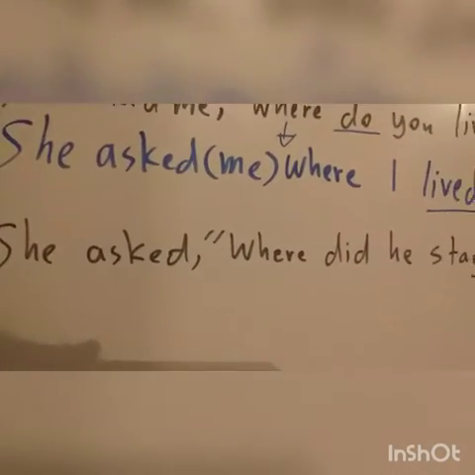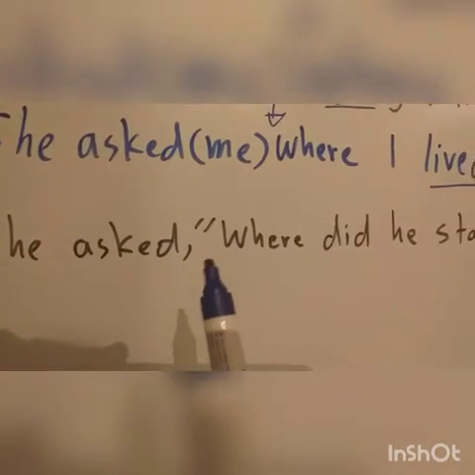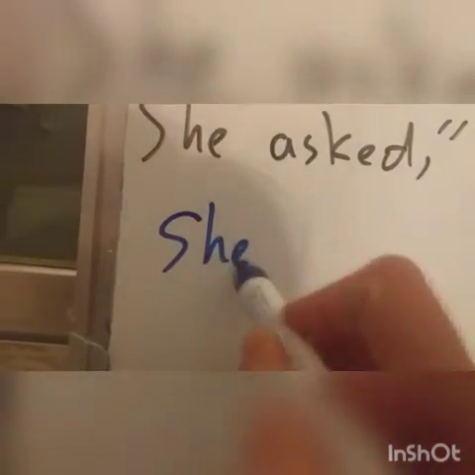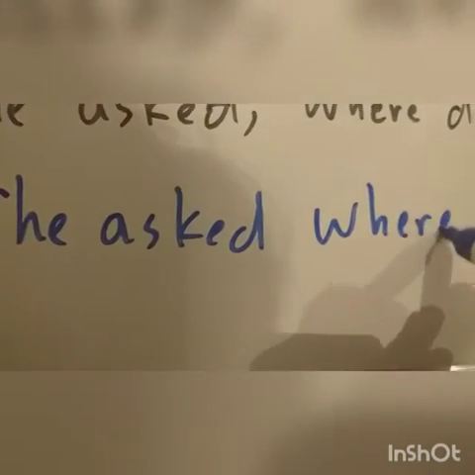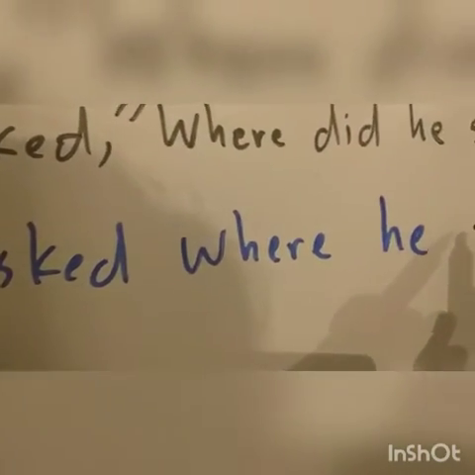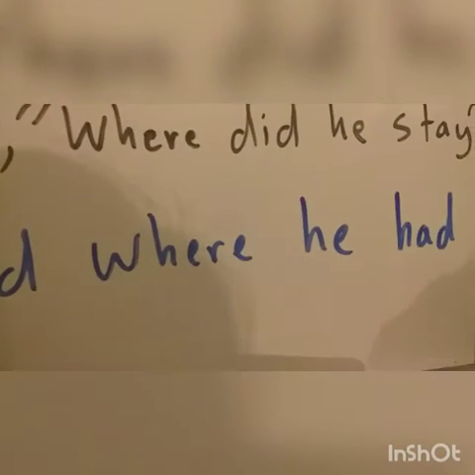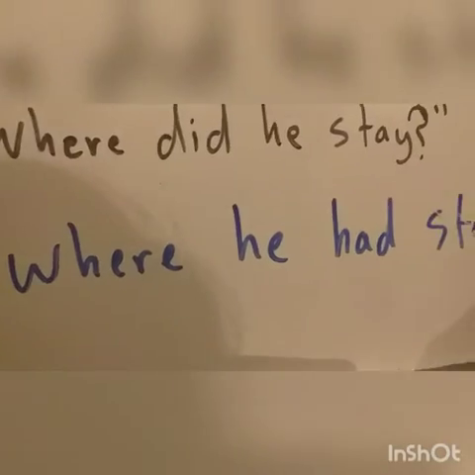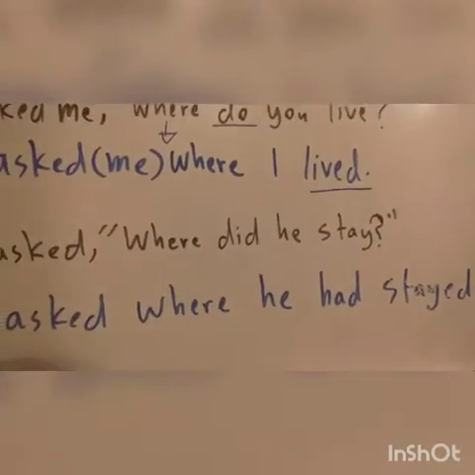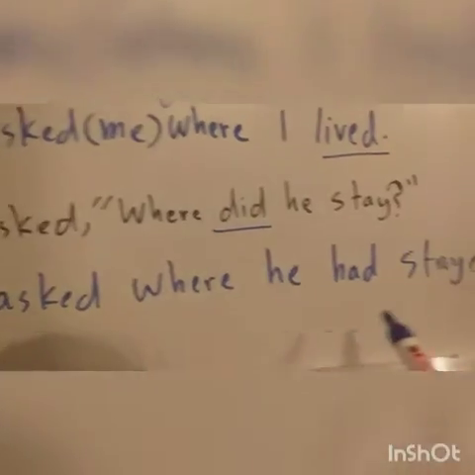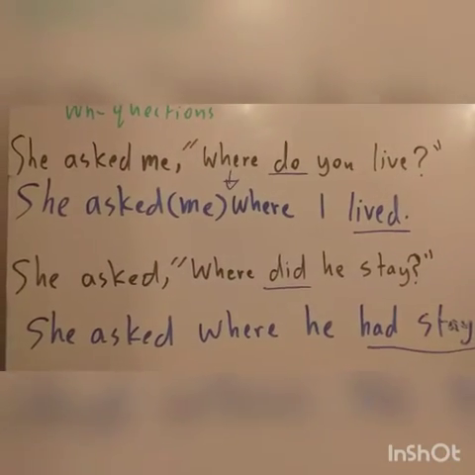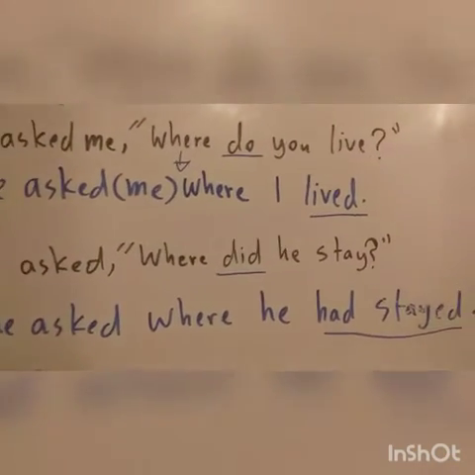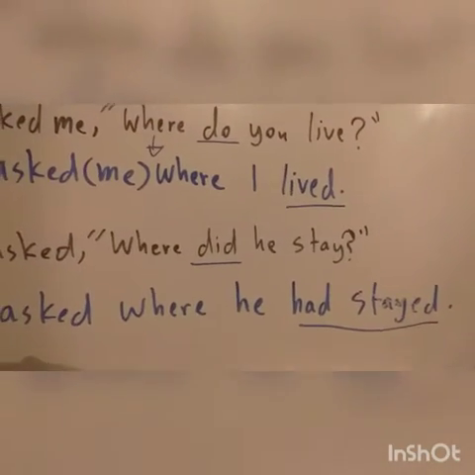Let's take a look at the second example. She asked, "Where did he stay?" She asked where he had stayed. So the verb tense is in the past simple and we have changed it to the past perfect. And if you have noticed, we end the sentence with a full stop.